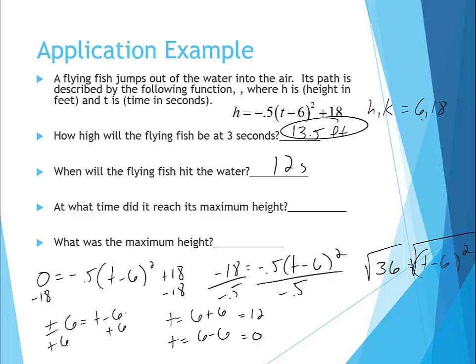So that's its maximum height of 18. So what is the maximum height? 18 feet, because of our vertex. And then at what time did it reach its maximum height? 6 seconds. All right, so hopefully you got this. Not too bad, I don't think.